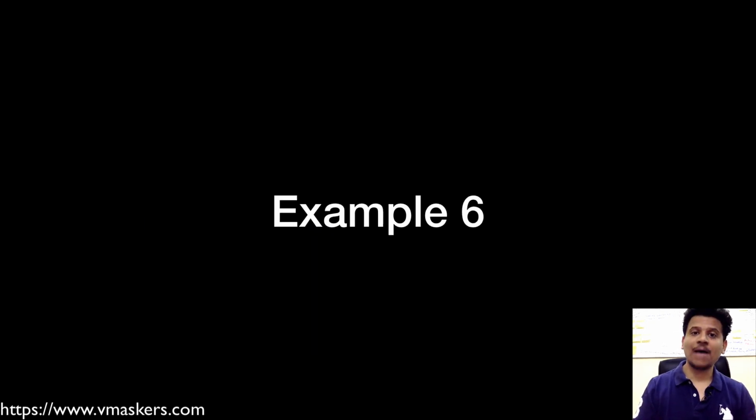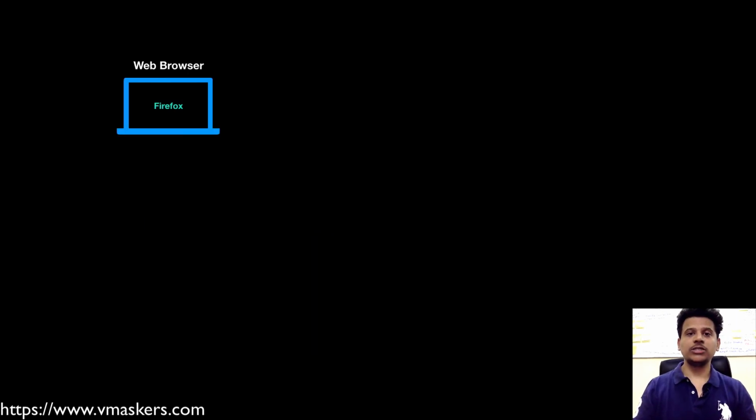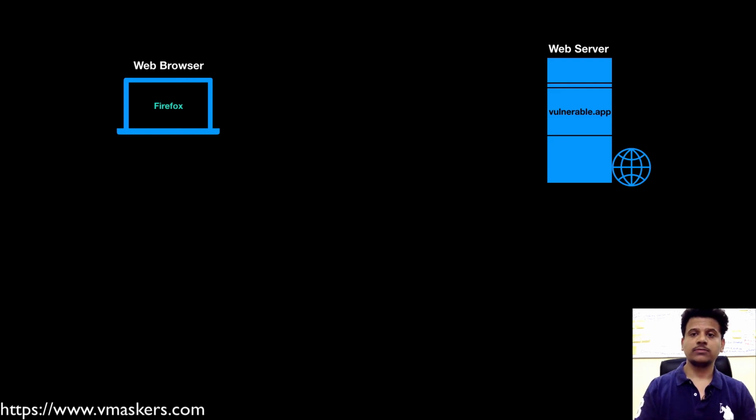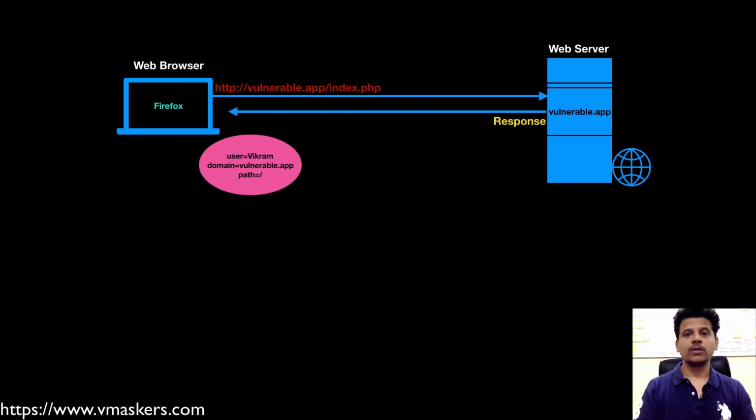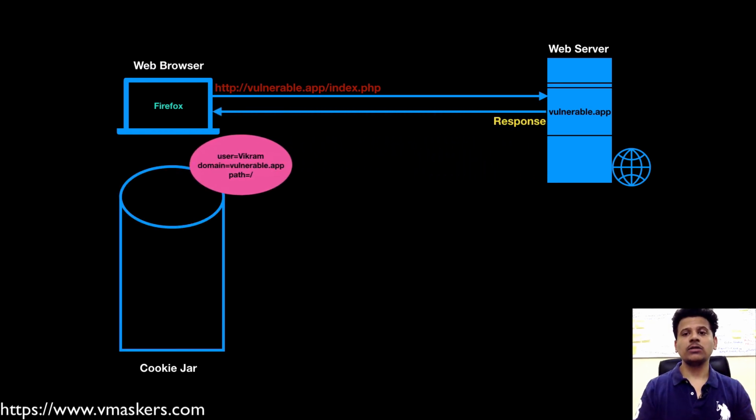Let's see the next example of a cookie. This is your browser and this is the server you want to visit. Now you type the request vulnerable.app/index.php. You send the request to the web server. Now the web server will create a cookie. So now we have a new value, path equals /. First is user equals Vikram, after that the domain is vulnerable.app and the path is /. It will be sent with the response to the browser. This is the cookie jar of the browser. And as we can see, the domain value is correct, so it will be stored inside the cookie jar.